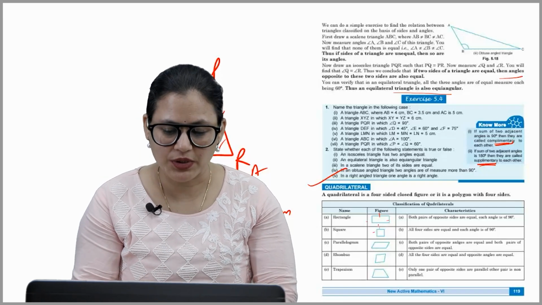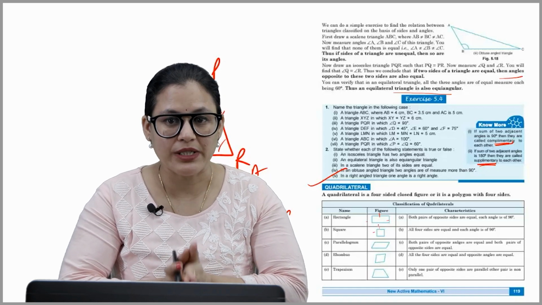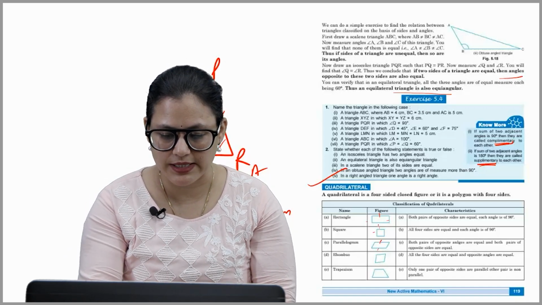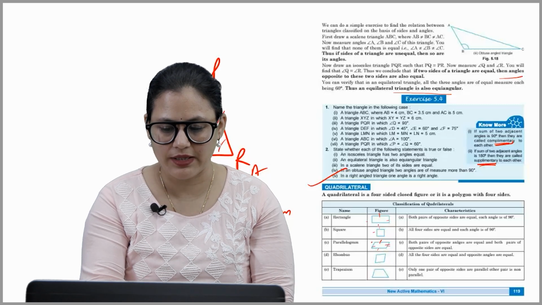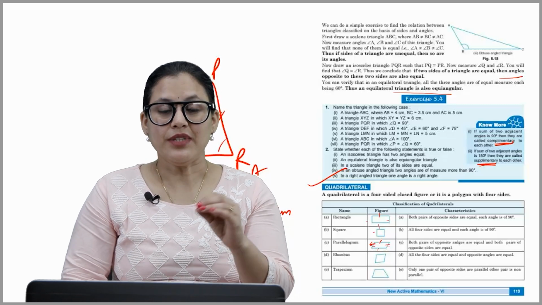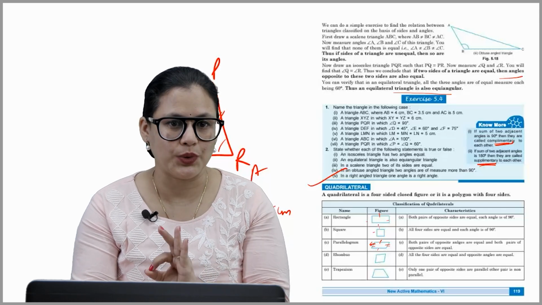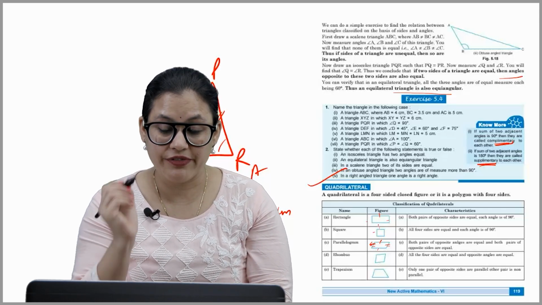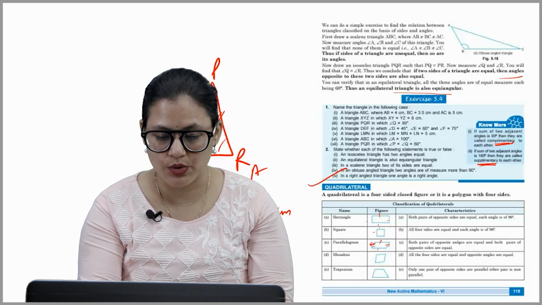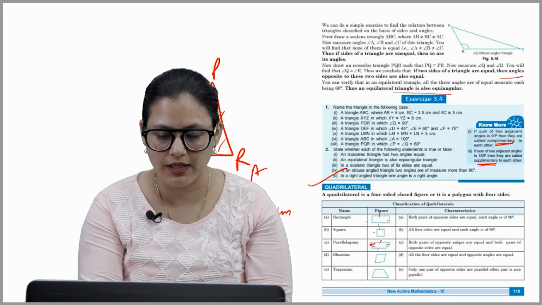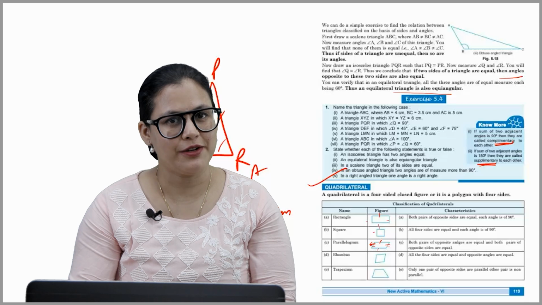Parallelogram: both pairs of opposite angles are equal and both pairs of opposite sides are equal, meaning this side is equal to this side and this side is equal to this side. Rhombus: all four sides are equal and opposite angles are equal. And trapezium: only one pair of opposite sides are parallel, the other is non-parallel. These two sides are parallel and these two sides are non-parallel, right?